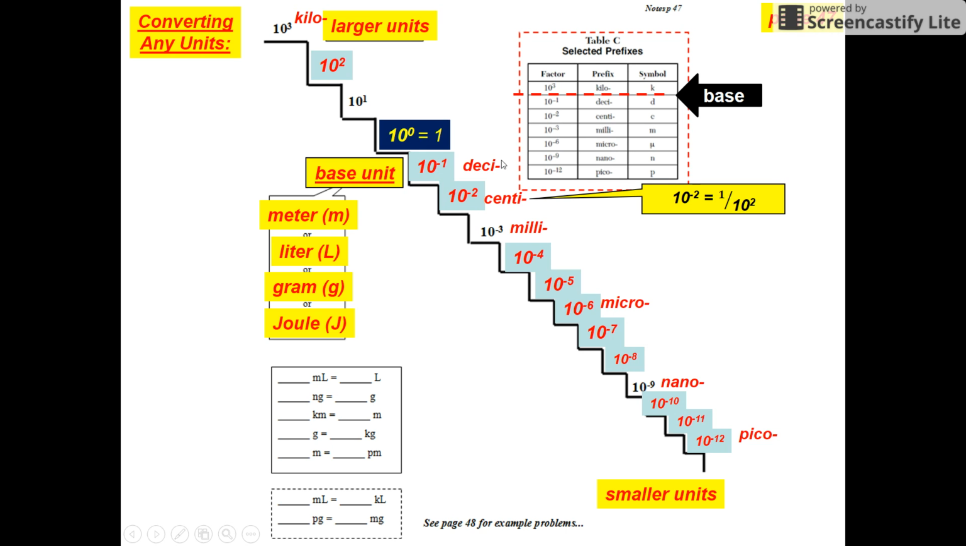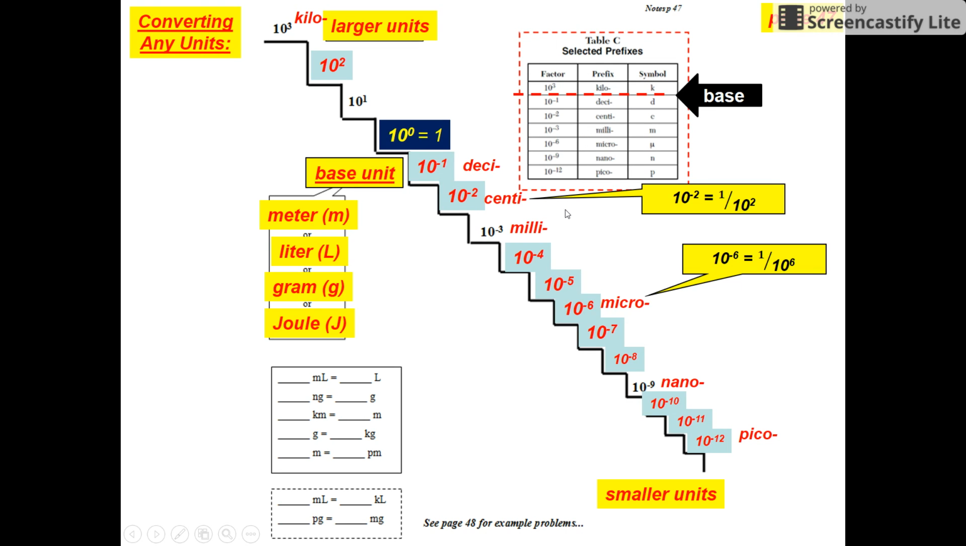Okay, I want to point out something. 10 to the negative 2, you should know this from math class, is the same thing as 1 over 10 to the second power. And 10 to the minus 6th is the same thing as 1 over 10 to the 6th power. Okay, so a micro something is 1 over 10 to the 6th power the size of the base unit. A centi something, like a centimeter or a centigram, is 1/100th of the size of the base unit.